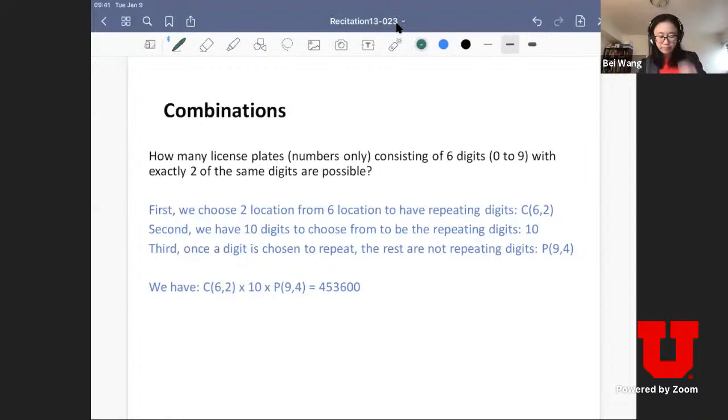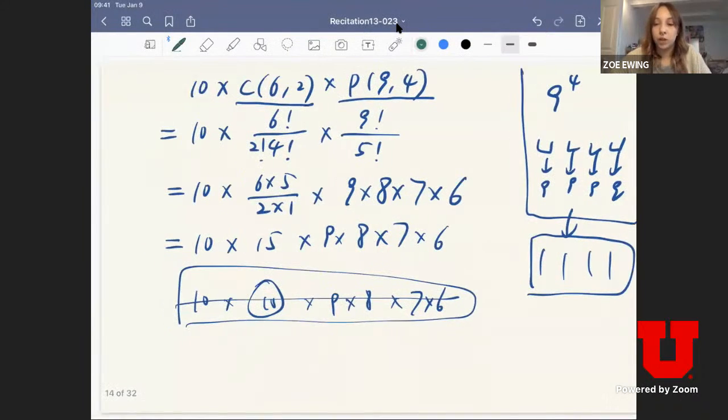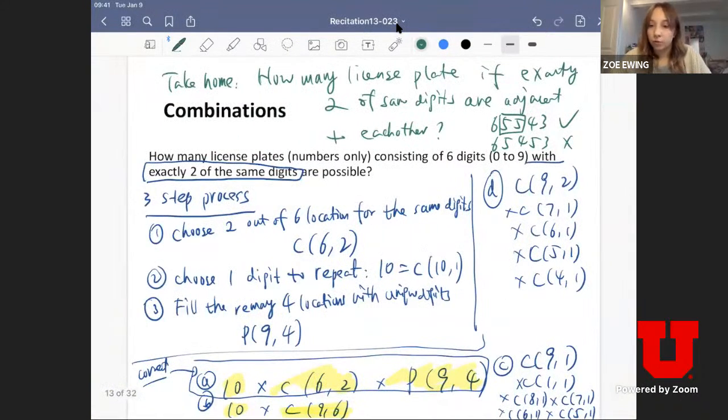And then the second question is, is 10 times 6 choose 2 times permutation of 9, 4 not identical to 6 choose 2 times permutation of 10, 5, wherein from 10 numbers we can only choose 5 because 2 of them have to be the same digit?